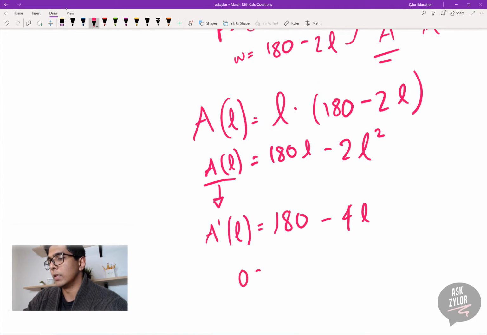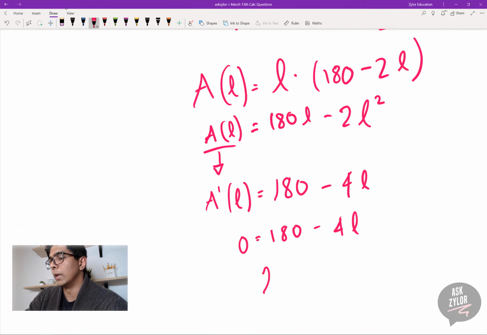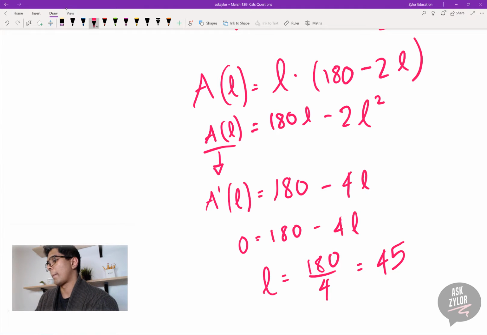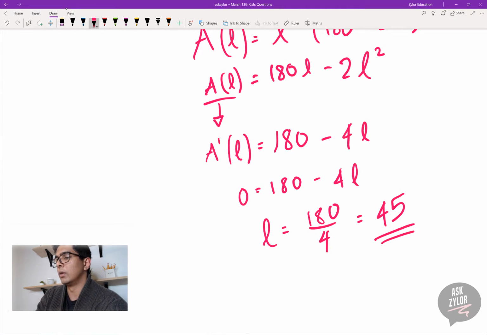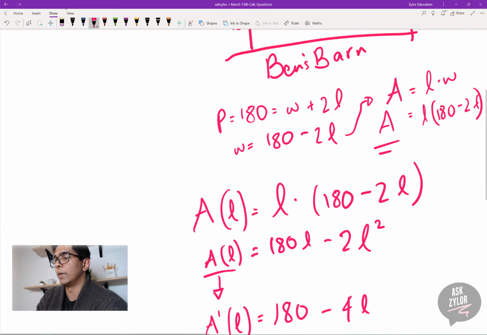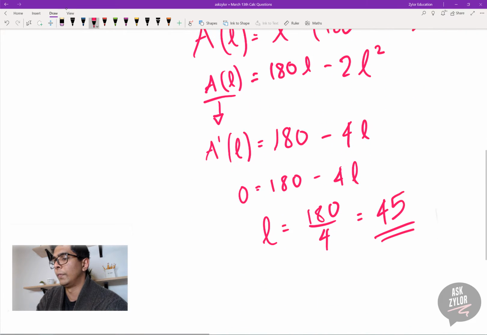So then I'm going to equate that to 0, and then I'm going to solve for what my length is. So my length is going to be 180 over 4, in other words, 45. So now I found my length, which optimizes my area, which finds the maximum area possible.